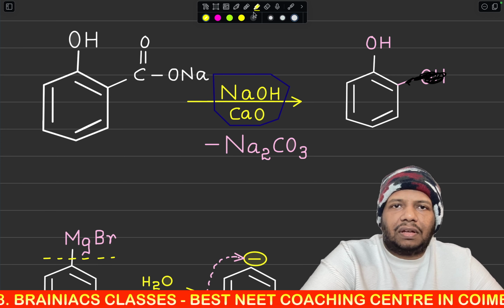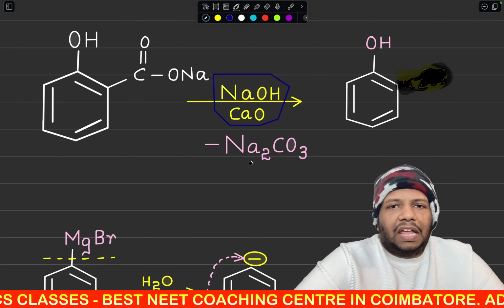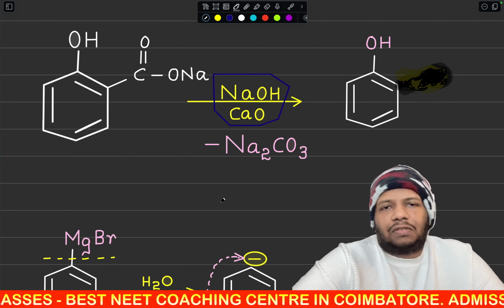Okay, you will get phenol. It will be moving out as Na2CO3. I am trying to make it very clear for you. So Na2CO3 would be eliminated as part of this reaction, and you are again getting phenol. So I can say that the second one is also a method of preparation of phenol. Maybe you can write it here as well.